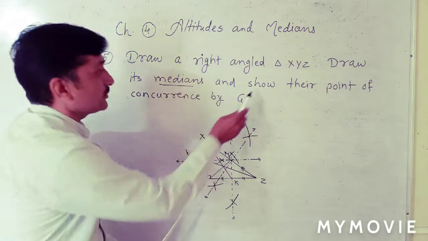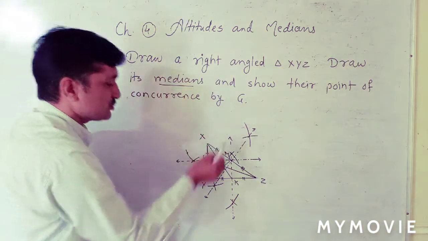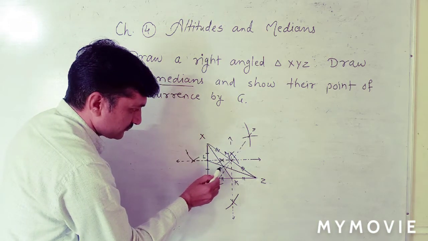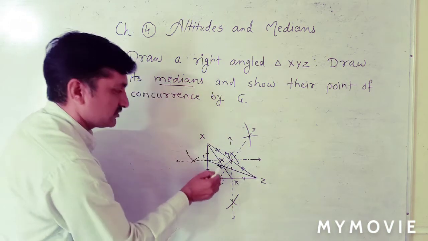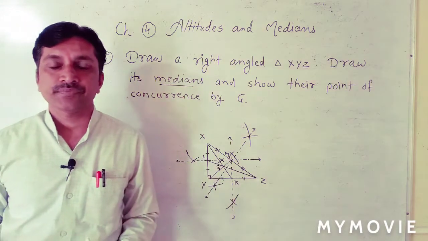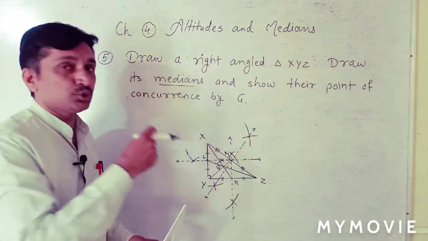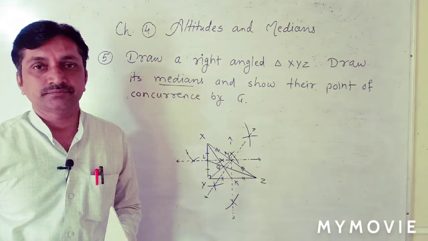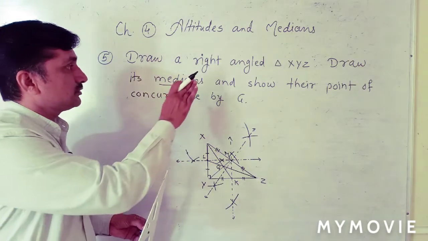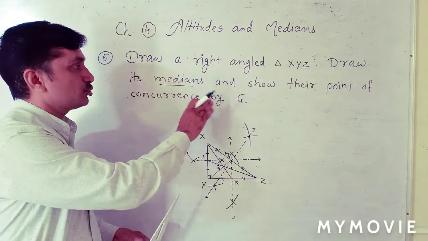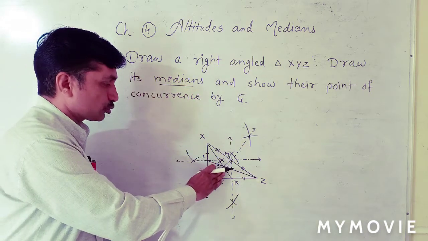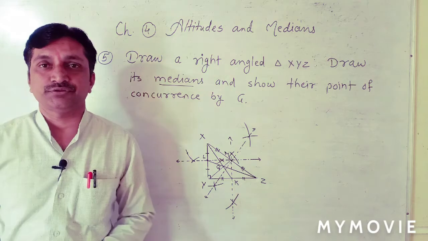And what is said there? Show their point of concurrence by G, and at the intersection point give the name G. This is the point of concurrence, means centroid. What is the property of the centroid? The centroid divides the median in the ratio 2:1. In this way we constructed a right angle triangle and we drew medians. We wrote its name, and the point of concurrence G also.